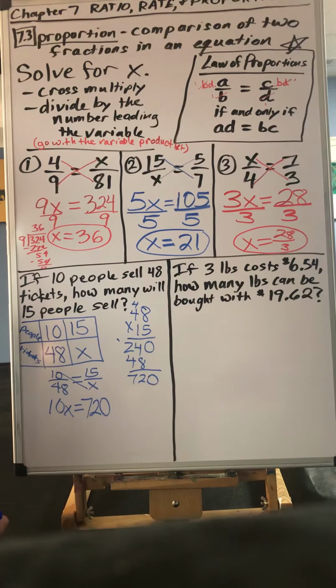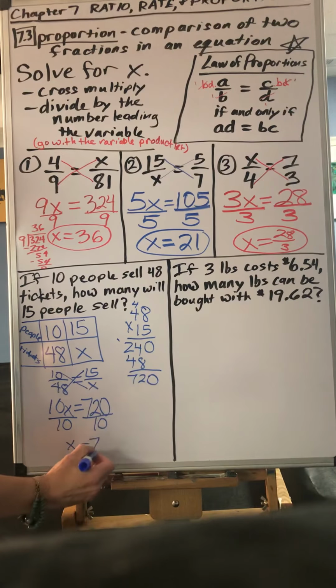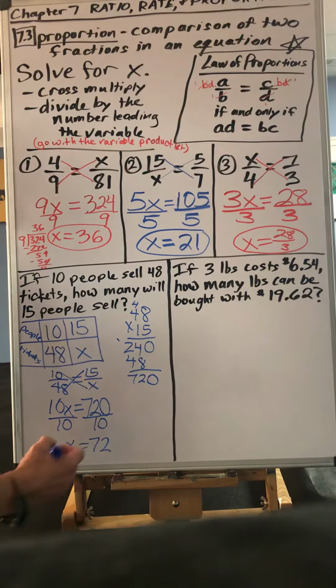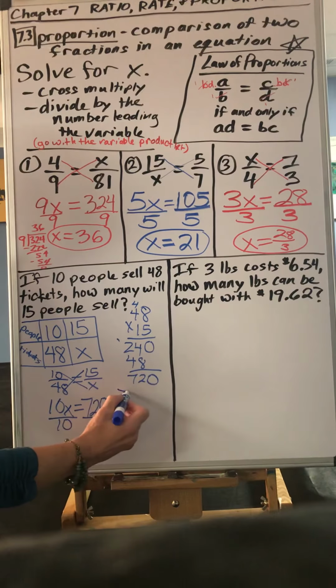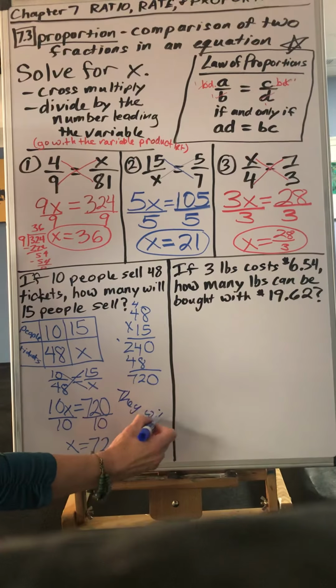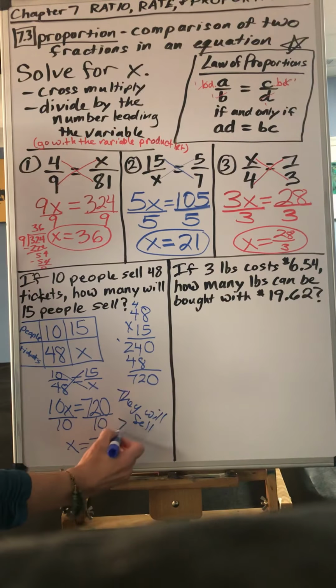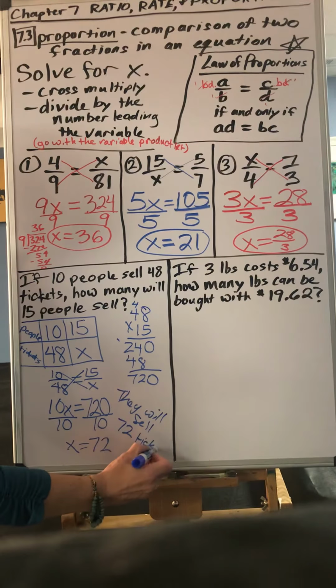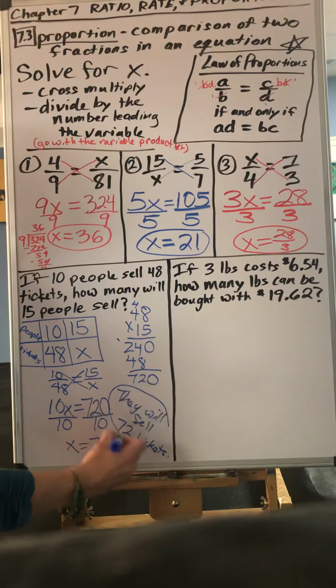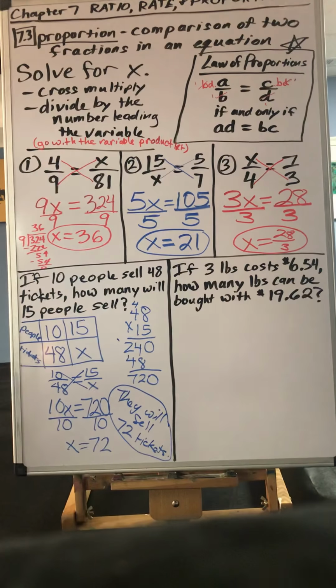And then to finish solving for x, you divide both sides by 10. Well, that's easy. You can cancel a factor of 0, which is 10, and you get 72. So the answer is they will sell 72 tickets. Because the question was, how many will 15 people sell? They will sell 72 tickets. Okay. All right, and finally, let's look at this last one.